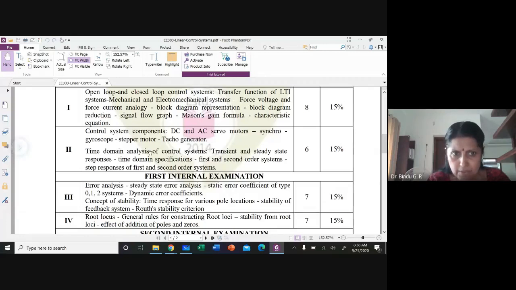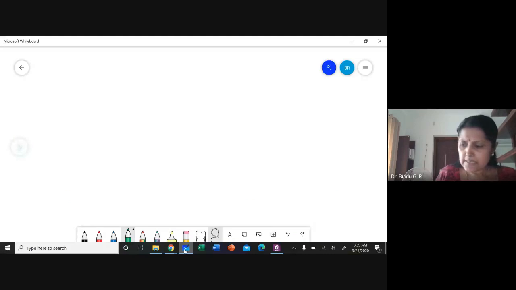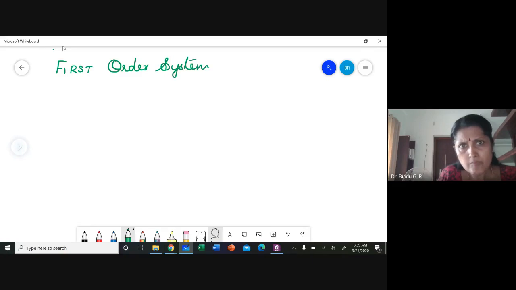Now today we will be going back to time domain analysis, and I'll be considering only the transient analysis. Okay, I hope that is clear. So when we consider the transient analysis, the very first thing that we have to remember is the order of the system. Consider this as a first order system. What do you mean by first order system? First order.